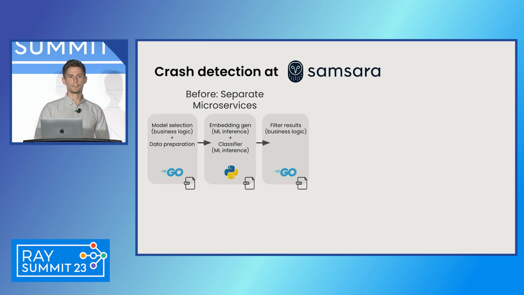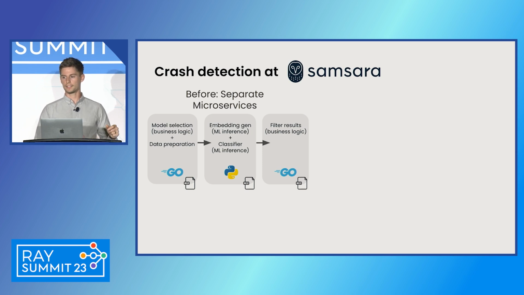So let's dive into a real-world example of these benefits. Here I'm talking about a user, Samsara, that we've worked with over the past year that changed their model serving solution to use RayServe. Before RayServe, they had separate microservices for this crash detection application. The exact details of what's happening within each of these boxes aren't too important.